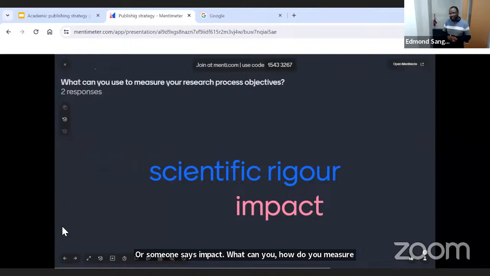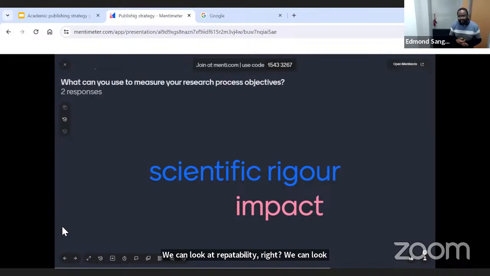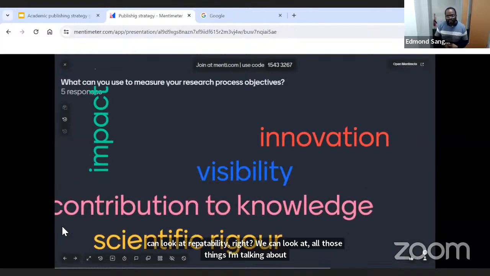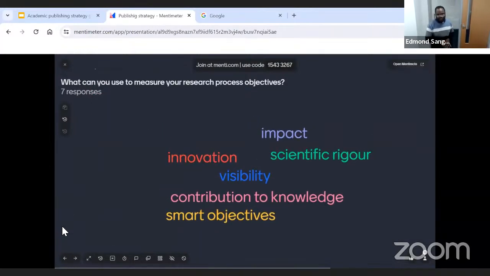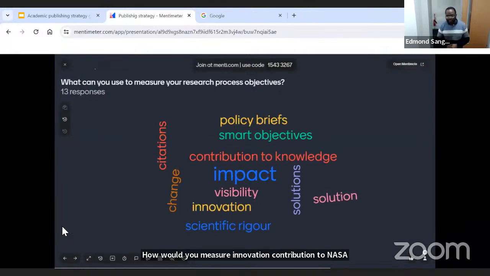Scientific rigor, yes. With scientific rigor, we can look at things like validity, right? We can look at repeatability, right? We can look at novelty. All those things are talking about scientific rigor, right? What else? How would you measure innovation, contribution to SMART objectives for your research, the solutions that you're going to proffer?